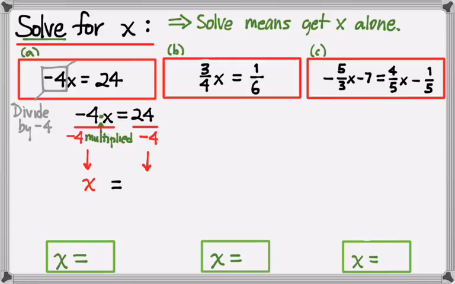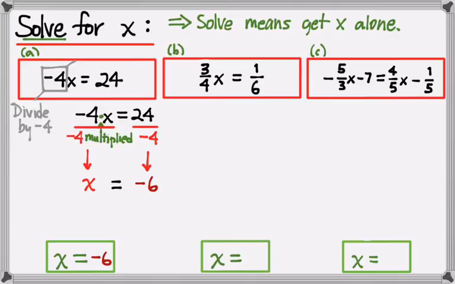What's 24 divided by negative 4? Negative 6. And at that point, we've solved our first equation. One of the other great things about equations is because it's so easy to tell whether an equation is true or false, anytime you solve an equation, there's an easy way to make sure that your answer is not wrong.